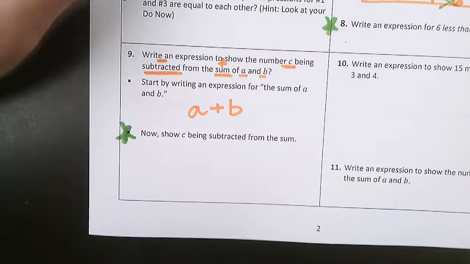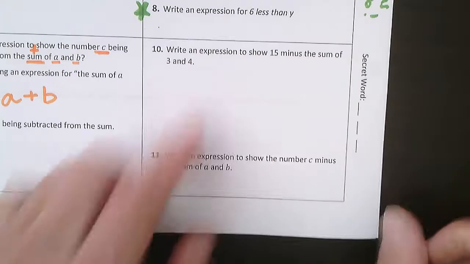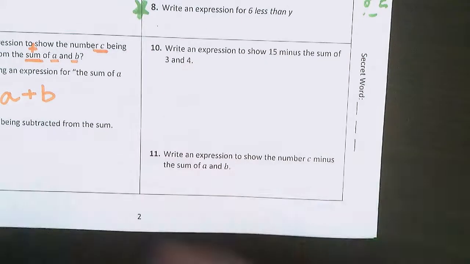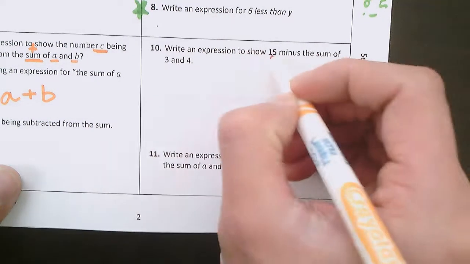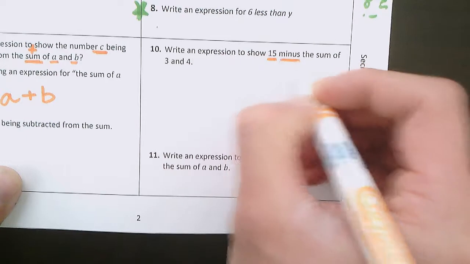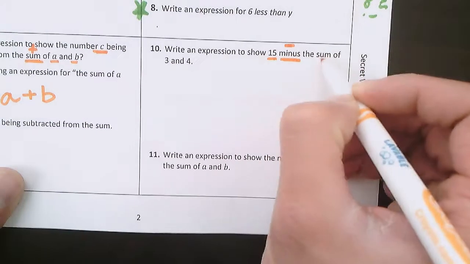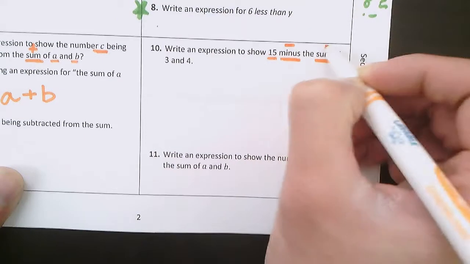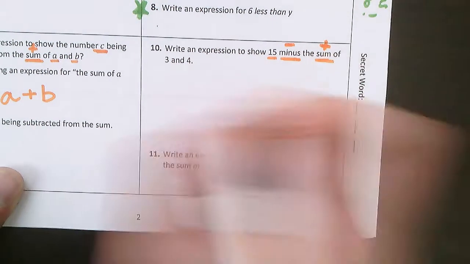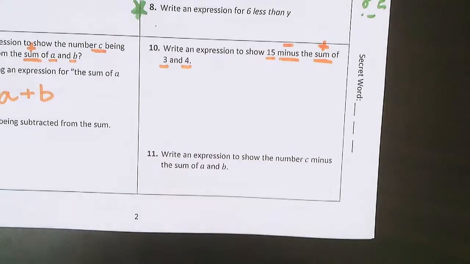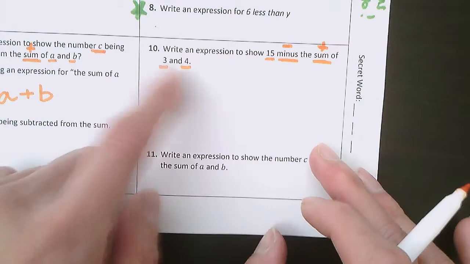Last one, moving on to number 10. Number 10 says, write an expression to show 15 minus the sum of 3 and 4. Let's annotate it first. To show 15 minus, okay, so I'm going to underline minus because that's going to tell us we're going to use some subtraction, so I'll put a subtraction sign above that. The sum, underline that. Sum means the result of, or what we get when we add, so I'll put a plus above that. The sum of 3 and 4. So now I'm going to have a 15, I'm going to have a minus sign, I'm going to have a plus, I'm going to have 3 and 4.